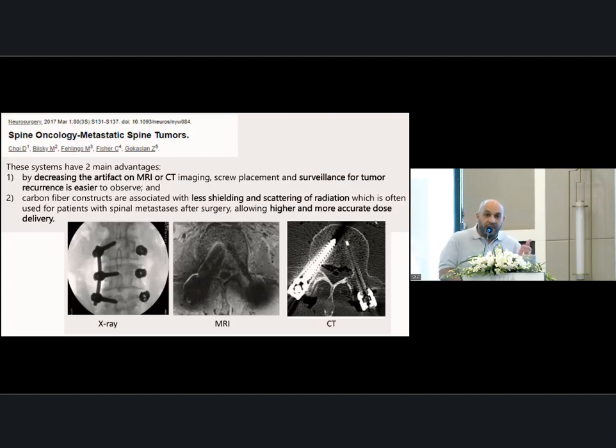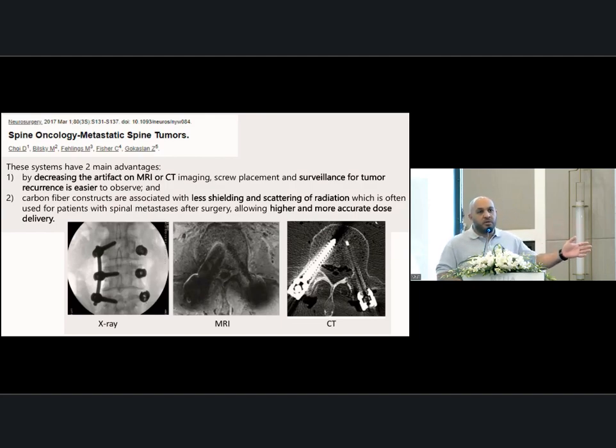So one, there's an imaging advantage to having carbon fiber screws because you can follow up your patient to see if the tumor comes back, and you can see early tumor recurrence very readily. And the other thing, of course, which the oncologists like, is the radiation. More of the radiation will reach this patient than with normal screws, because with lots of metal work, that metal work will scatter the radiation and sometimes absorb it as well. So there are advantages to using this.